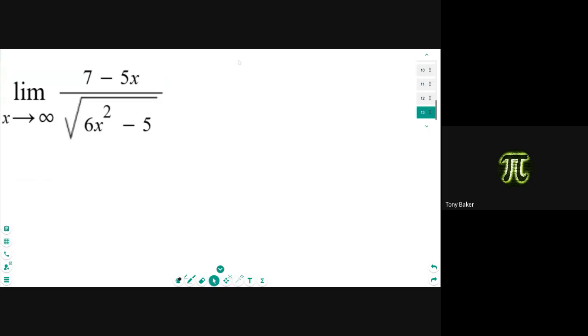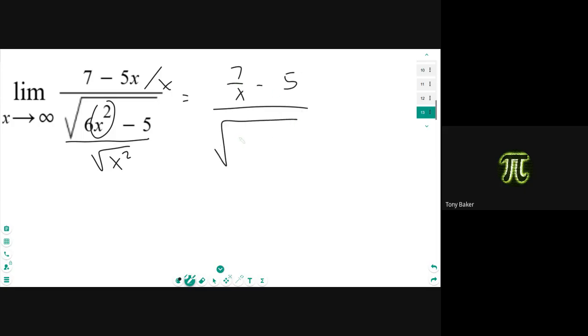All right, what am I dividing them all by? So I really want to get rid of this x squared, right? So I'm going to divide the bottom by the square root of x squared, because that's really what I want to put inside, which is in essence what? X. So I'm going to divide the top by x. So I have 7 over x minus 5, then I have the square root of 6 minus 5 over x squared.